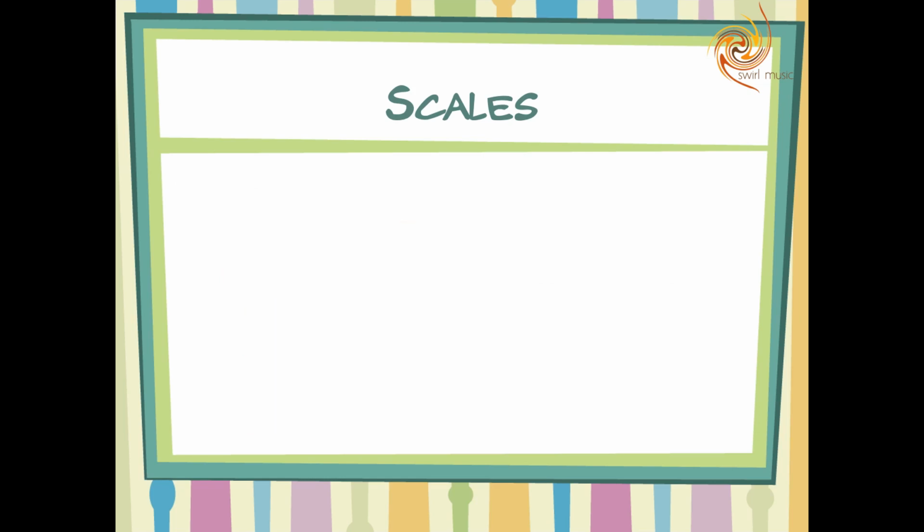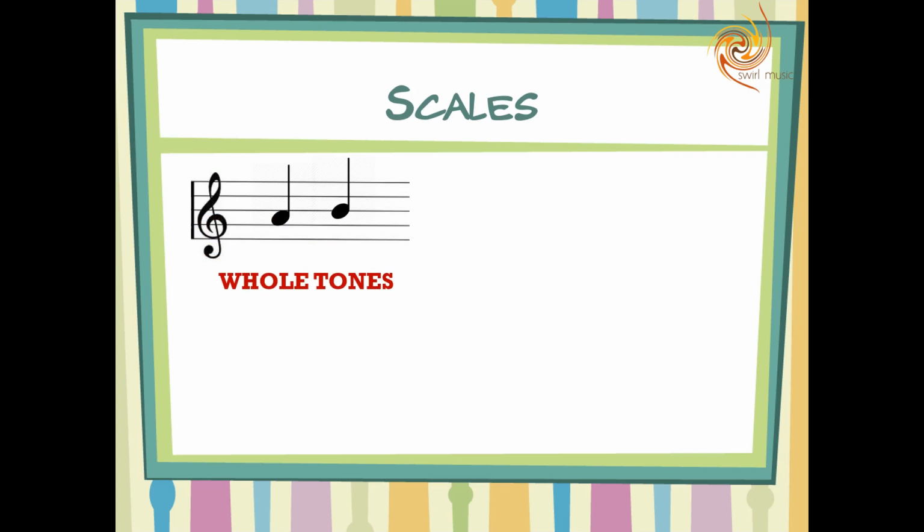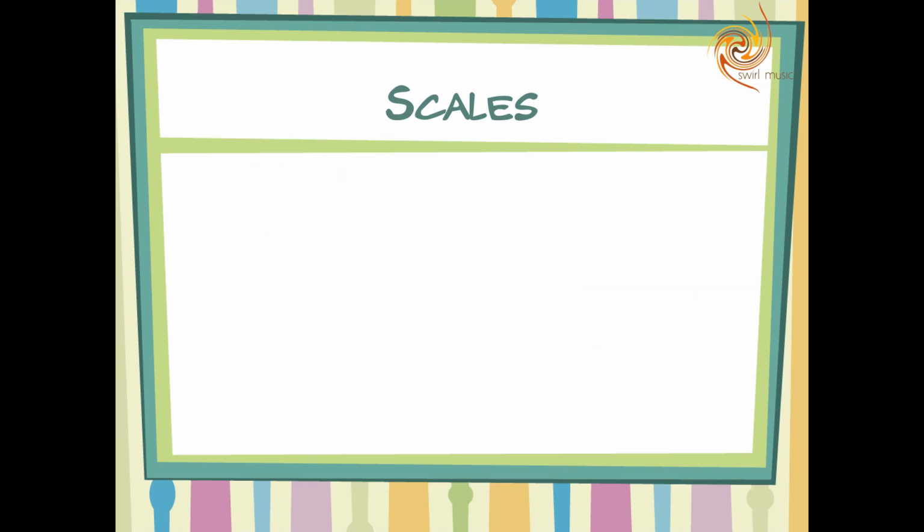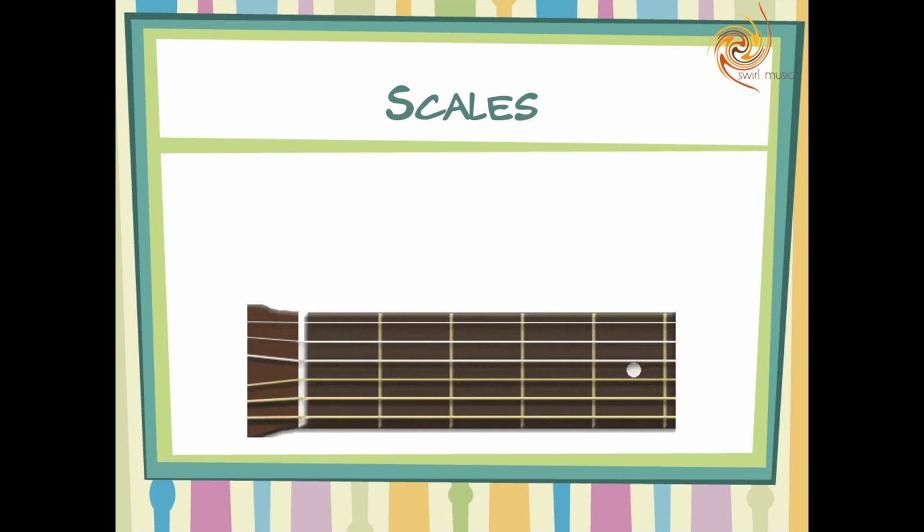A whole tone would be two semitones. On a keyboard, it would be from this white key to this white key, or from this white key to this black key, or from this black key to this white key. On a guitar, it would be from this fret to this fret. It sounds like this. If you notice, a whole tone will always have one tone in between two tones.